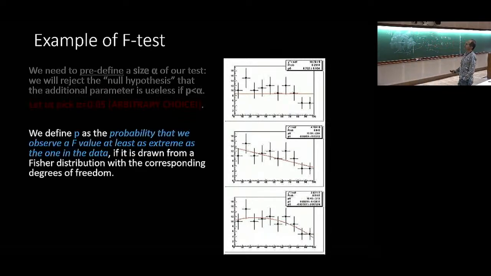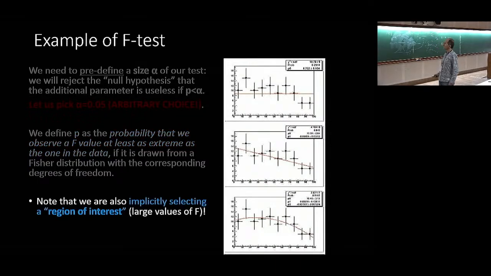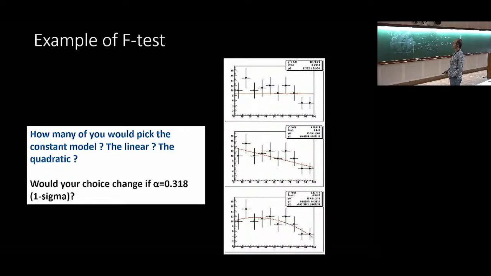Anyways, we define the probability that we observe an F value at least as extreme as the one in the data if it is drawn from a Fisher distribution with the corresponding degrees of freedom. So we are testing whether that value of F that we compute with the 2 distributions belongs to a Fisher distribution or not. Because remember, if it doesn't belong to a Fisher distribution, then we need to take the more complex model. Because what the Fisher distribution is telling you is, yes, you have a better chi-squared by this amount, and that's precisely what you should get if you are adding one parameter that doesn't belong. That means you can always make a more complex model, and it will improve the chi-square by a certain amount, which is just a fluke, okay? So, okay, we are of course selecting large values of F, which are more extreme in this kind of game.